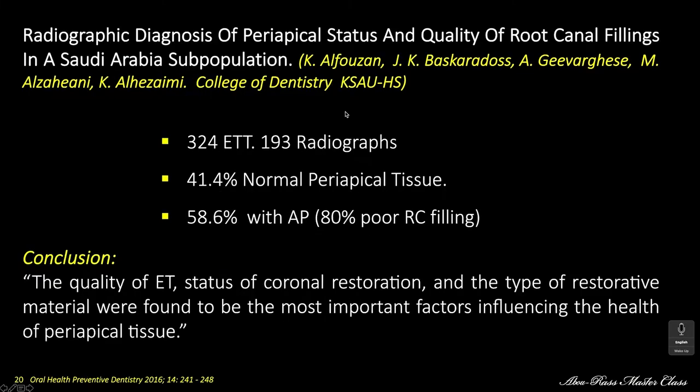At the National Guard, they did a survey. They surveyed radiographs, and the conclusion was, here again, the incidence of AP was 58%. They concluded 80% were poor root filling. And again, the conclusion, the quality of endodontic treatment, status of the canal, coronal restoration, the type of restorative material were found to be the most important factors influencing the outcome of healing.